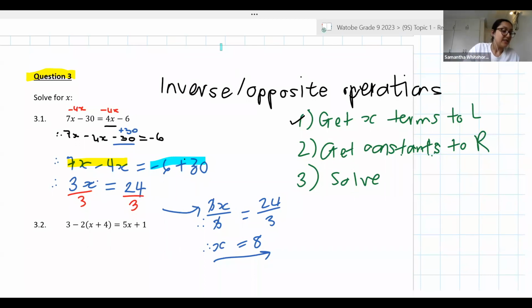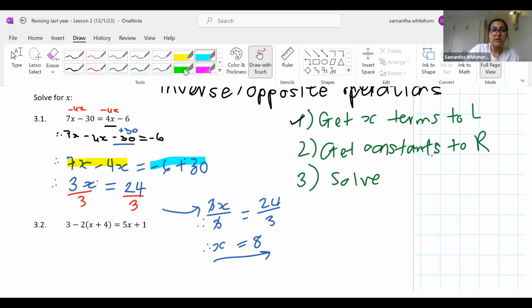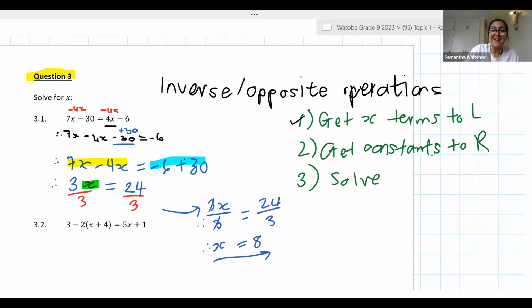Now we want x. We do not want 3x. The goal of solving an equation is to get x alone, which means that I do not want this coefficient here. Originally this was 3 times x, so using my inverse operations, I need to do the opposite, which is divide. That's why I'm dividing by 3. What I do on one side of my equation, I have to do on the other side. That keeps the equation balanced. So 24 divided by 3 is 8.